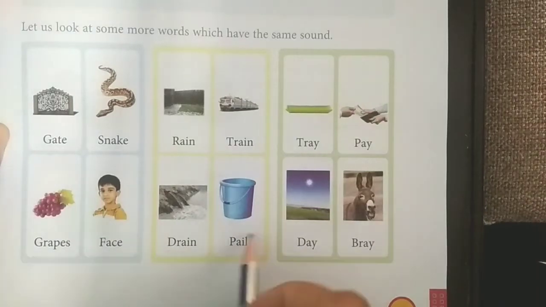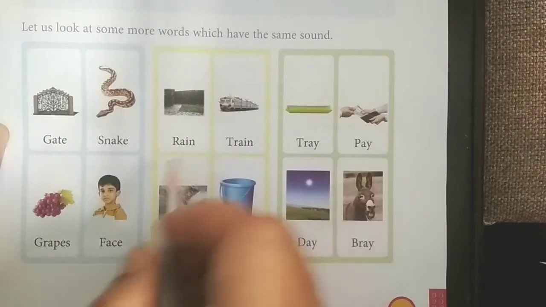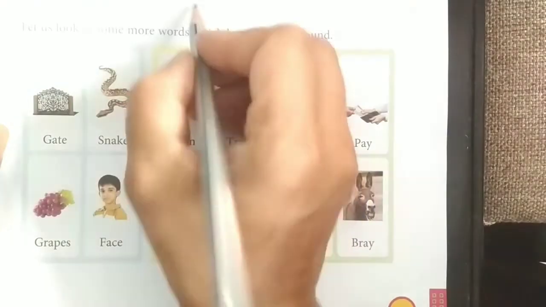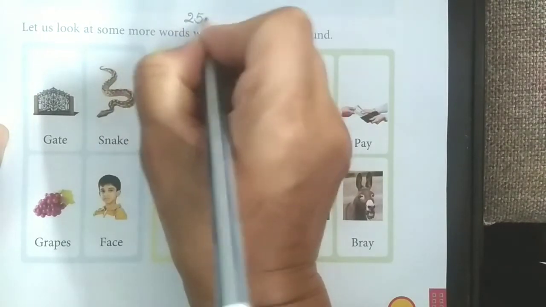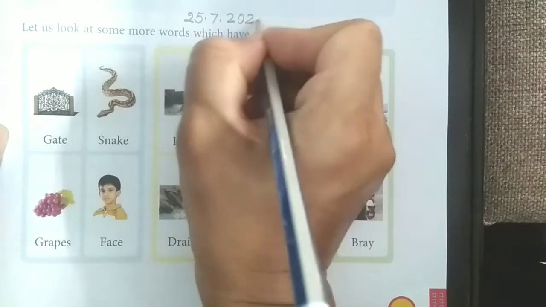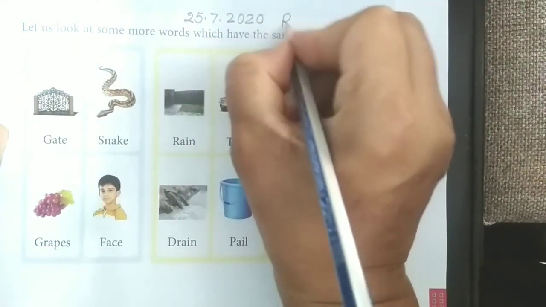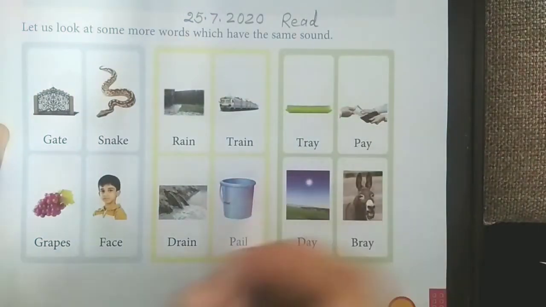Friends, we are going to read these words with a sound right now. Okay, write today's date and write to read. 25/7/2020, and you will write read, R-E-A-D, read.